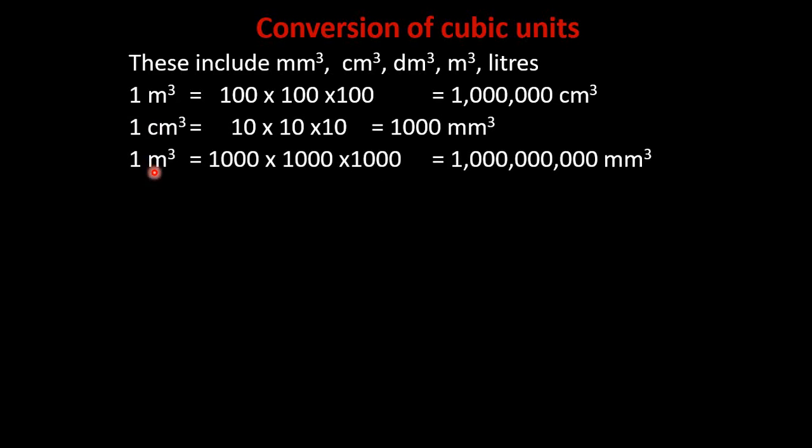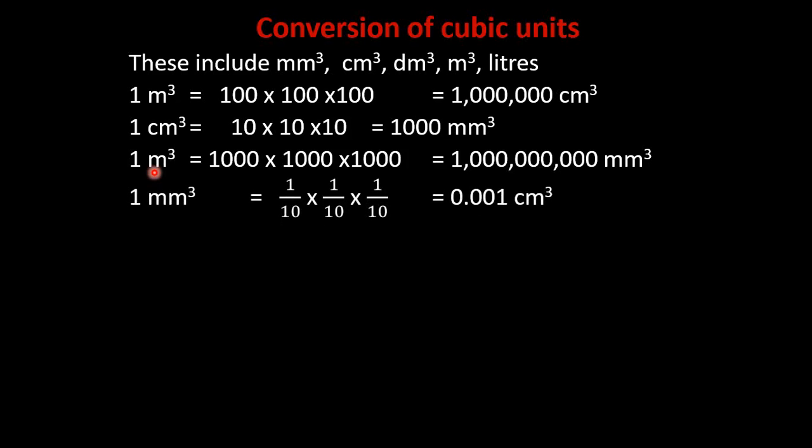In a similar way, we can have other conversions. For example, 1 cubic meter is equivalent to 1000 millimeters times 1000 millimeters times 1000 millimeters, which gives you 1 billion millimeters cubed, or 1 billion cubic millimeters.